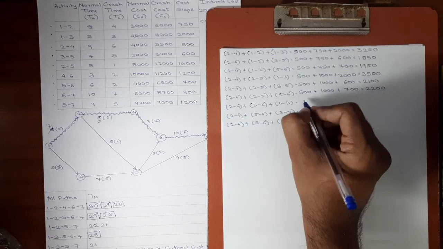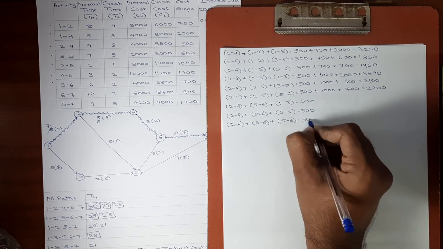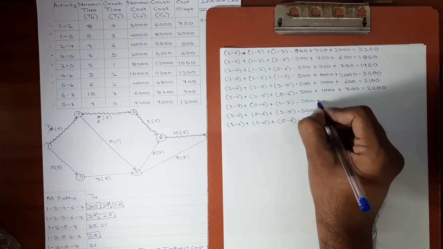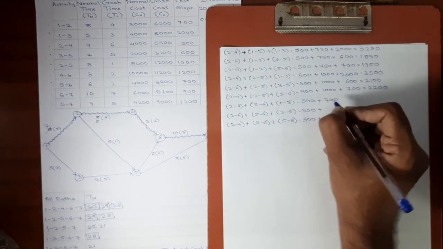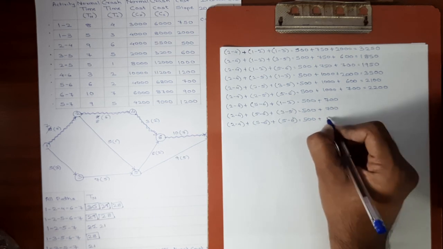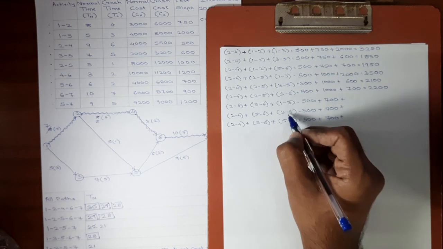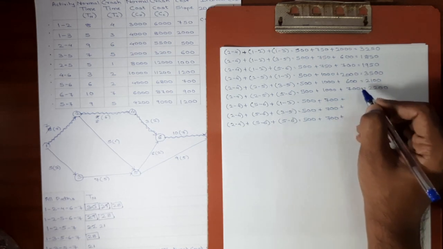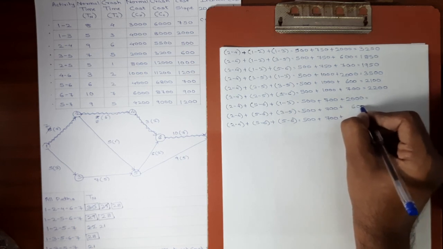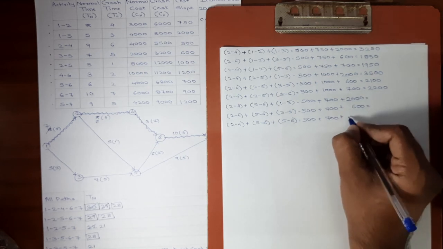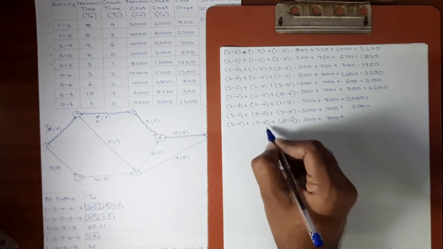Here cost slope of 2 4 is again 500. I'll just write 500 500 500 plus plus plus. Cost slope of 5 6 is 700. 700 700 700. Now again 1 3, 3 5, 5 6, 2600, 700, 2600. Now here 700 will not be repeated because 5 6 will be taken only once.